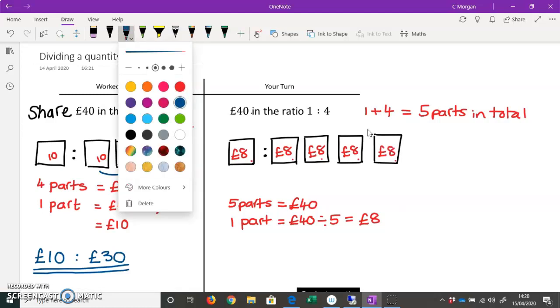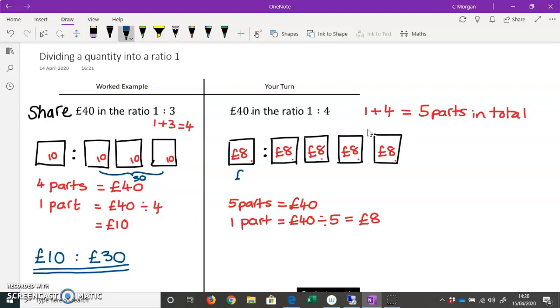Now, what I can then do is I can see on the left-hand side, I've got £8 altogether. But if I add everything in these 4 boxes, well, 8 and 8 and 8 and 8 is 4 times 8, which is £32. So I think I've shared £40 in the ratio 1 to 4, and the answer is £8 to £32.